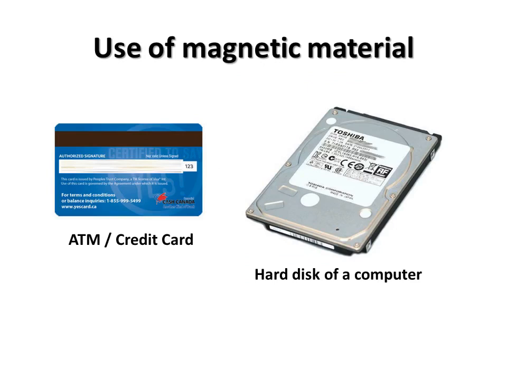Now let us see some uses of magnetic material. You can see the ATM card. There is a strip of magnetic material in the ATM card or the credit cards where necessary information about the user is stored. Magnetic materials are also used to store data in the hard disk of a computer, an audio or videotape, etc.